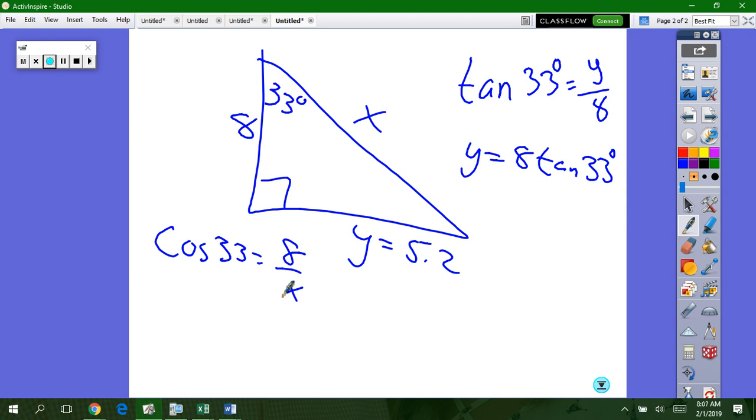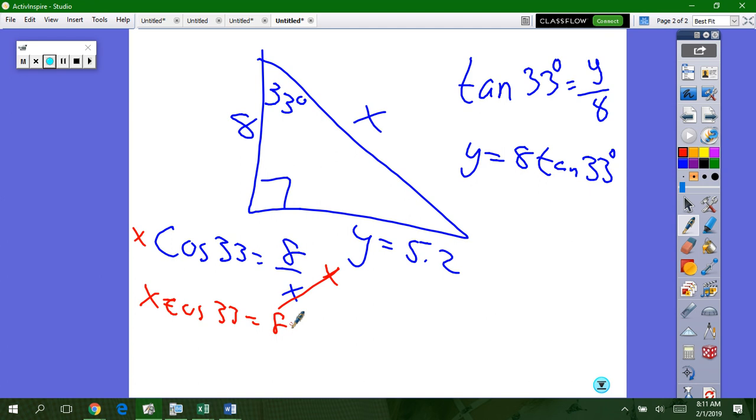Okay, how do I solve for x's in the denominator? What's my option? How do I get x out of the denominator? Multiply it to the other side. I like that. So I'm going to times x to both sides. What happens there? That gets rid of this, right? And I'm left with x cosine of 33 equals 8. Then what?